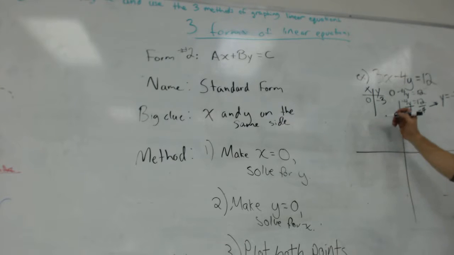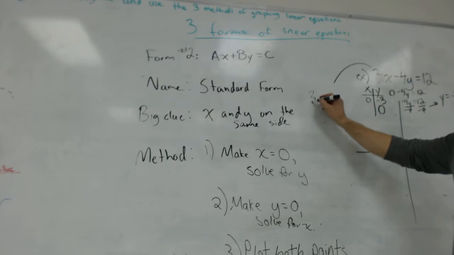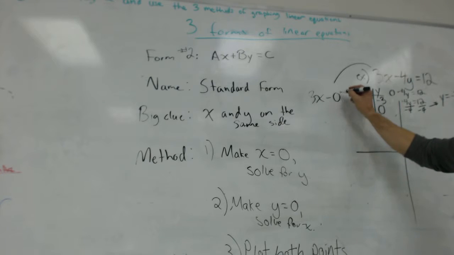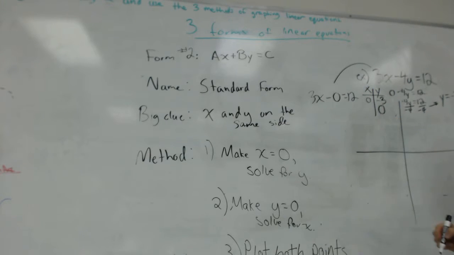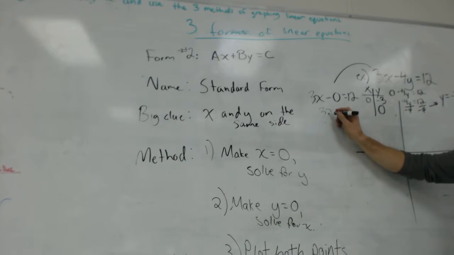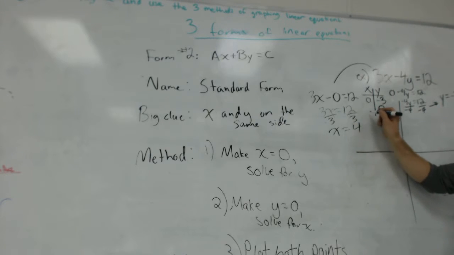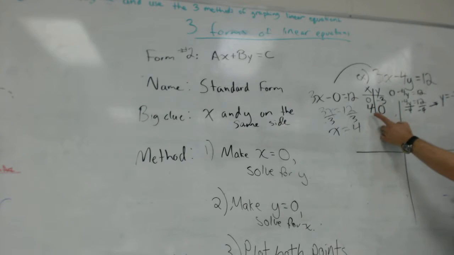Second step, make y 0. Okay? Now I'm going to rewrite this over here. 3x minus 0 equals 12. In other words, 3x equals 12. Divide both sides by 3. X equals 4. So when y was 0, x has to be 4.